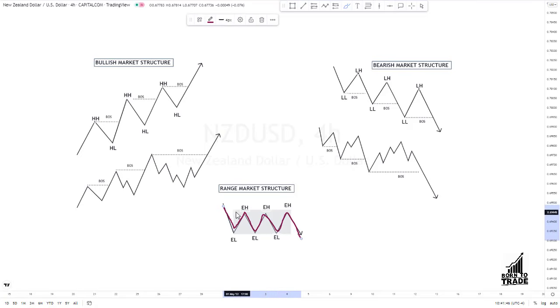You can see the market is just making equal highs and equal lows. It doesn't have any clear direction. This market doesn't have any clear direction. So whenever you're trading, avoid this kind of market. It's just making equal highs, equal lows, no clear direction.